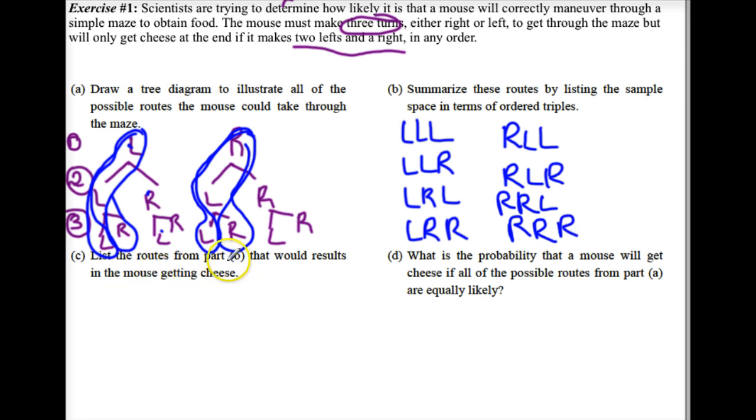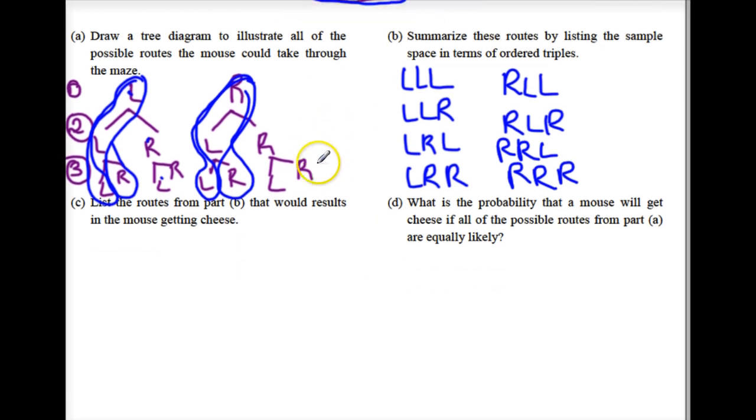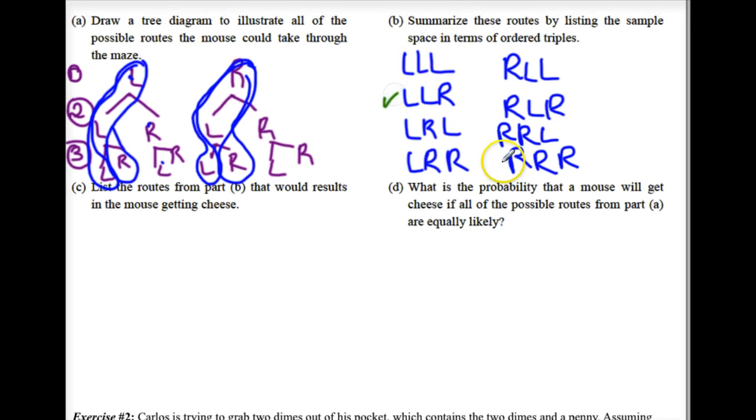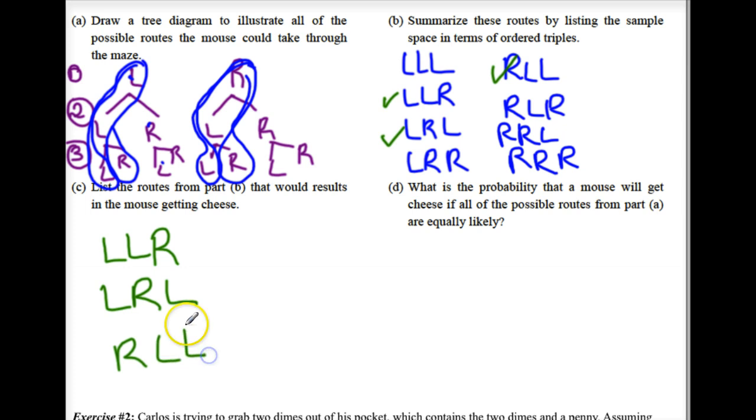It says list the routes from part B that would result in the mouse getting the cheese. So if you look back up here, it says the mouse gets the cheese when it's 2 left and a right. So I need to look for 2 lefts and a right. Let's get a different color. 2 left and a right, 2 left and a right, 2 left and a right, and what else? 2 left and a right. That's it. So it has left, left, right, left, right, left, and right, left, left. So there are 3 choices that this mouse can go.